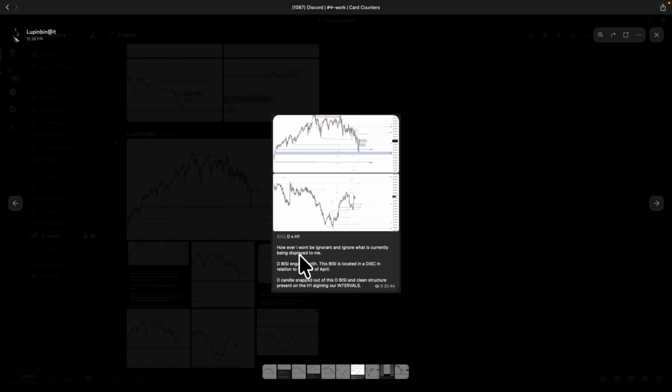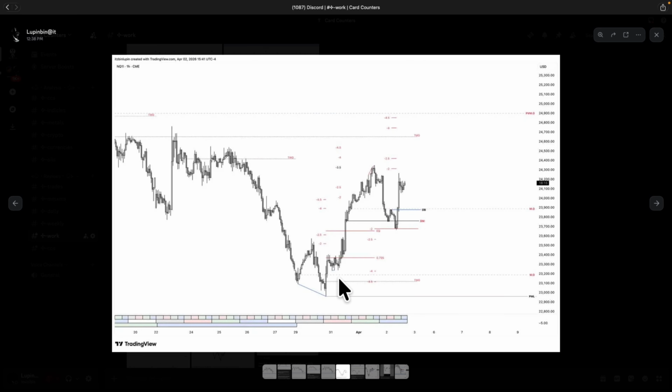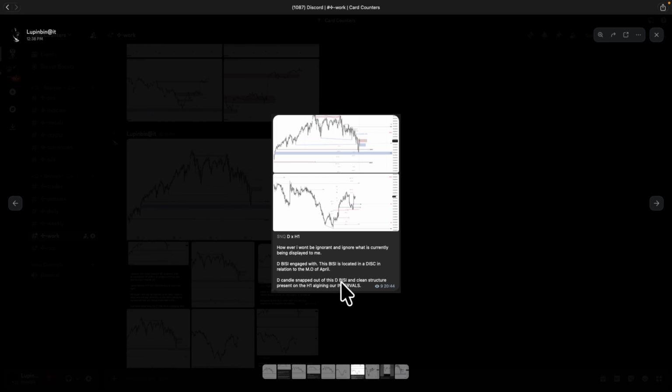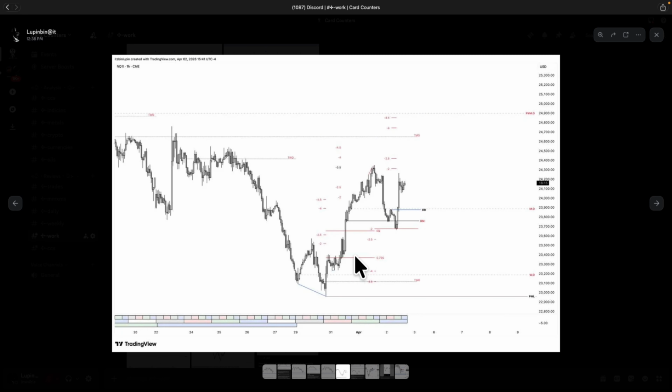And the statement that I said with these two images would be, however, I won't be ignorant and ignore what is currently being displayed to me. The daily BISI engaged with, this BISI is located in a discount in relation to the monthly opening of April. So taking a look at that daily again, we have the monthly opening of April, this BISI located in a discount, deliverance under it. The daily candle snapped out of this daily BISI, and clean structure presents itself on the hour 1, aligning our intervals. So that's exactly what we're just taking a look at.